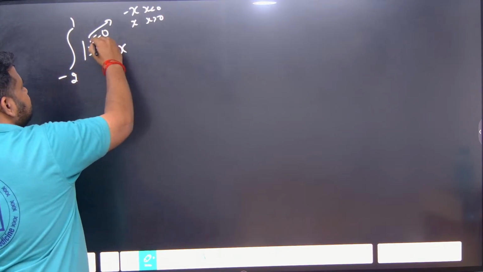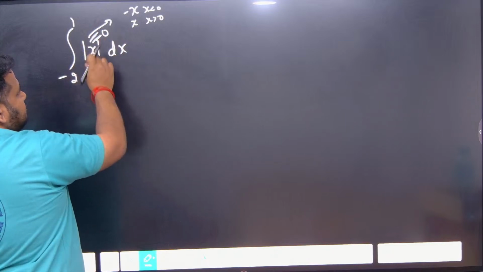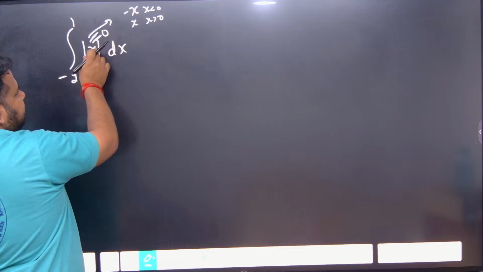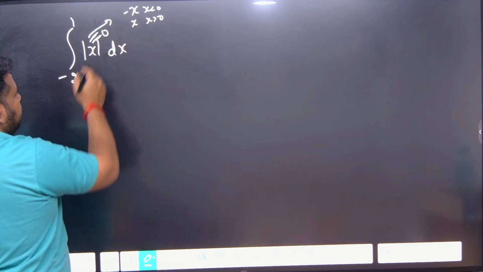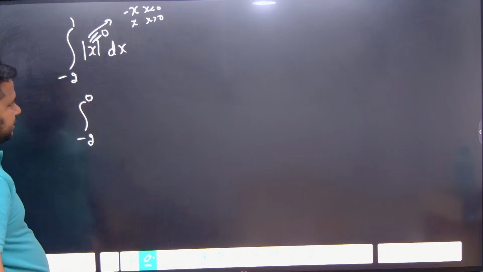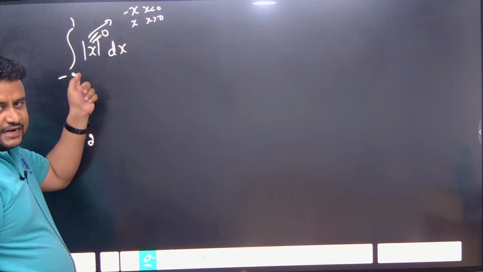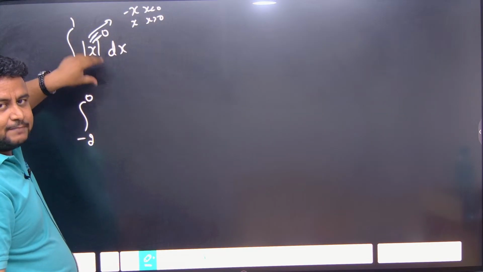If I equate this to 0, I am getting x equal to 0. So what should I do? I can split the function as minus 2 to 0. Where should I split the function? Whatever is within the modulus sign, make it equal to 0.